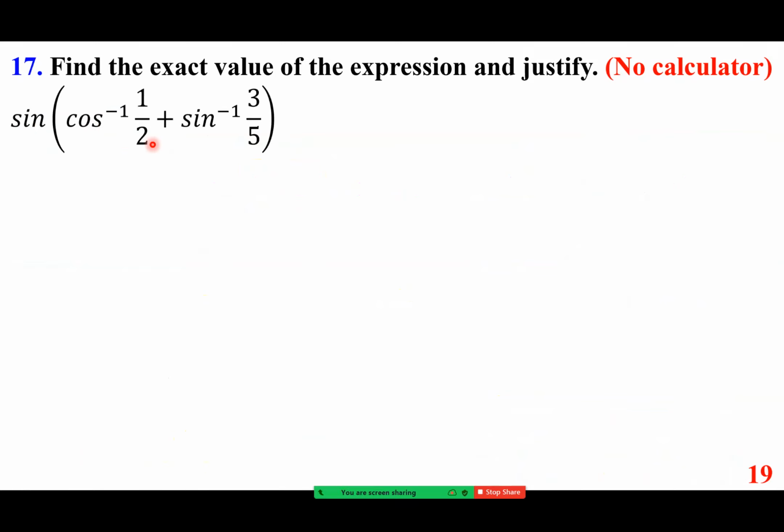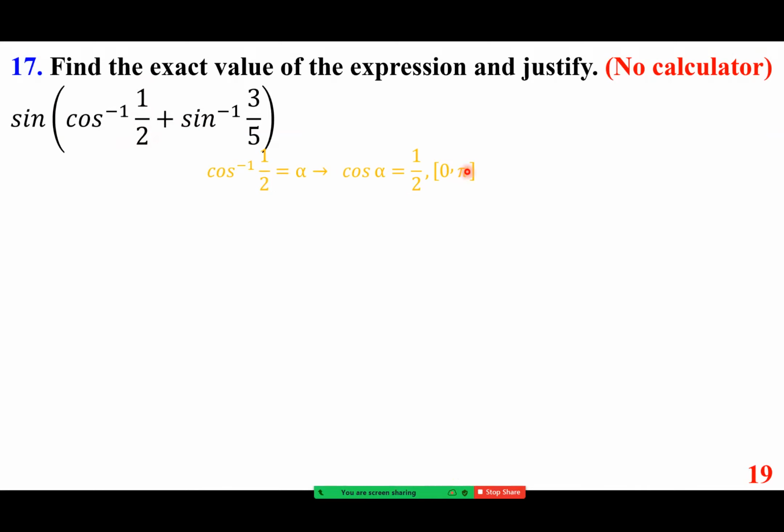Sine of cosine inverse of 1/2 plus sine inverse of 3/5. If you call this alpha, you call this beta, you want sine of alpha plus beta. That's what we are looking for. We want sine of alpha plus beta. So if this is alpha, cosine inverse of 1/2 is alpha, then cosine alpha is 1/2.